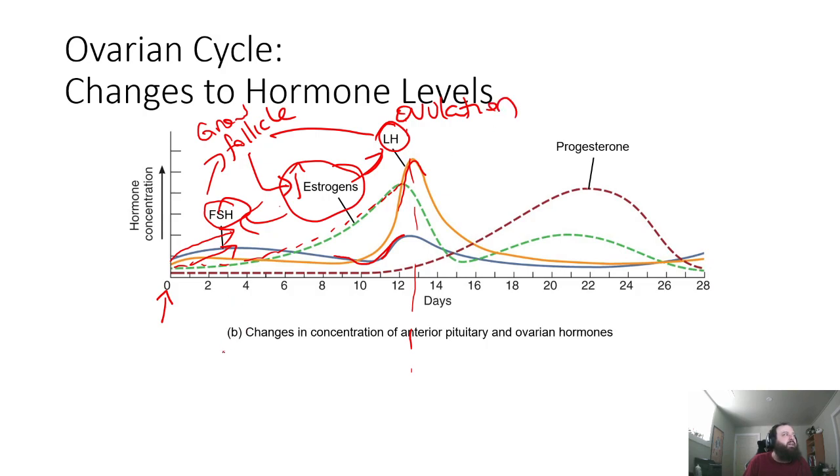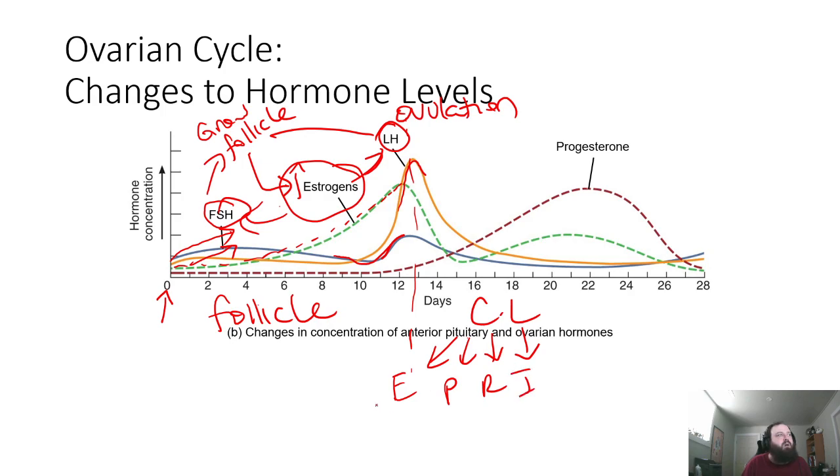And now, instead of a follicle acting as the hormone producing structure, we have the corpus luteum acting as the hormone producing structure. And remember, the corpus luteum, in addition to estrogen, is also producing progesterone, relaxin, and inhibin. Most of these also will go and inhibit FSH and LH.